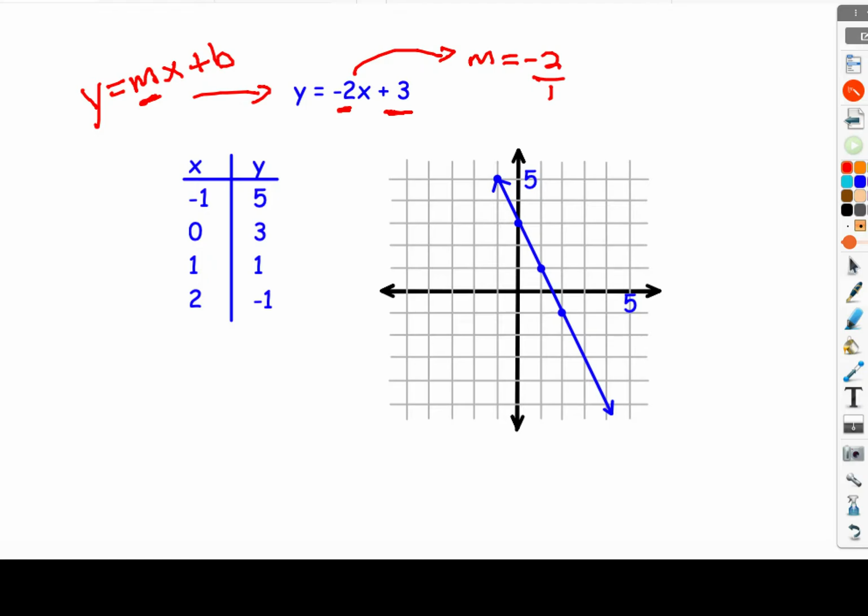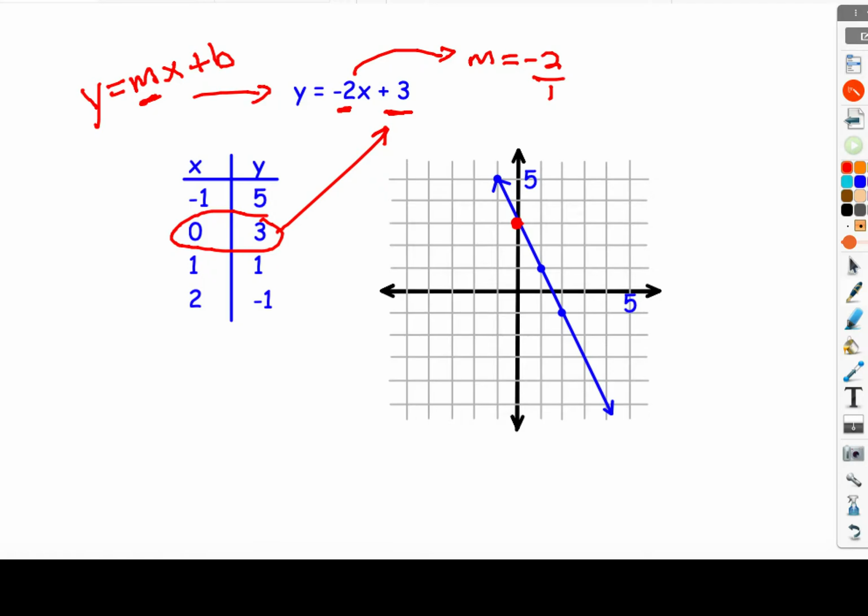Looking at our table of values down here, our y-intercept is always where x equals 0. And notice that the 3 right off the end: if x was 0, -2 times 0 is 0, plus 3 is 3. And we get that point right on the y-axis, 0, 3.